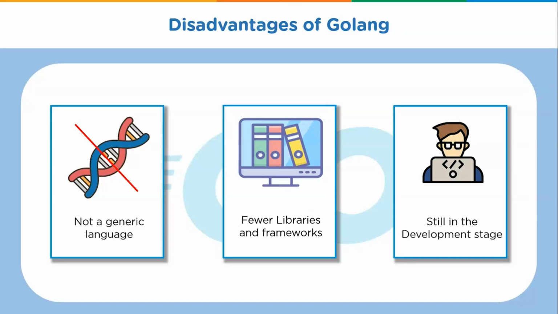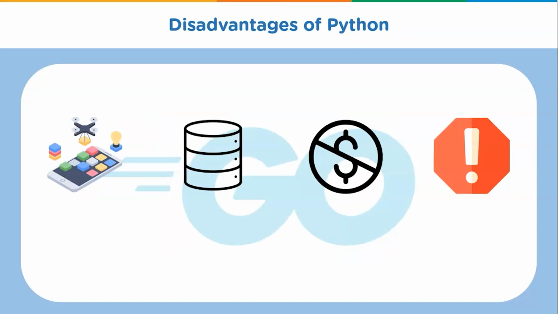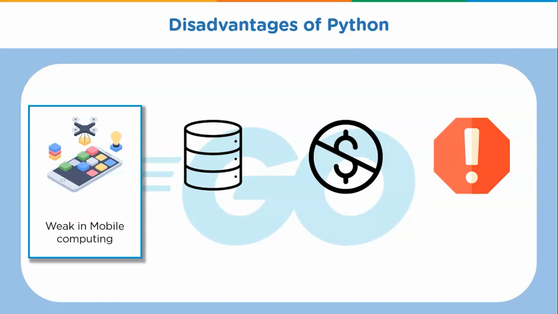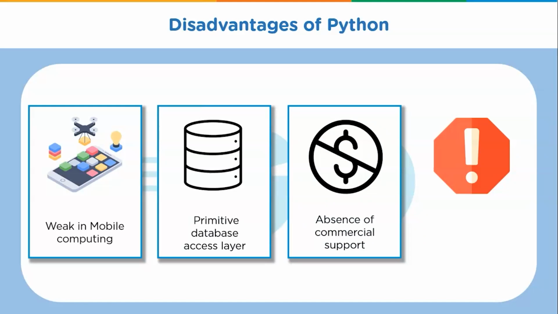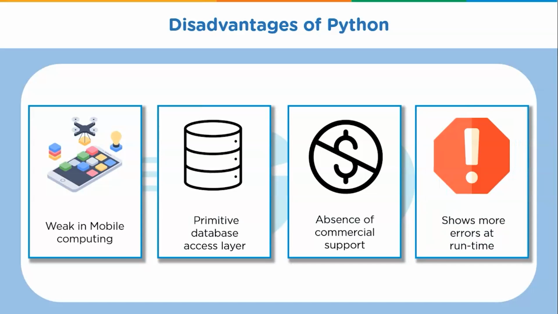We have looked at the drawbacks of the Go language. Now, we will look into the drawbacks of the Python language. Here, you can see that it is weak in mobile computing, hence it is not used in app development. Python uses an underdeveloped and primitive database access layer. You can also see that there's an absence of commercial support for Python. And as Python is a dynamic language, it shows more errors at runtime.